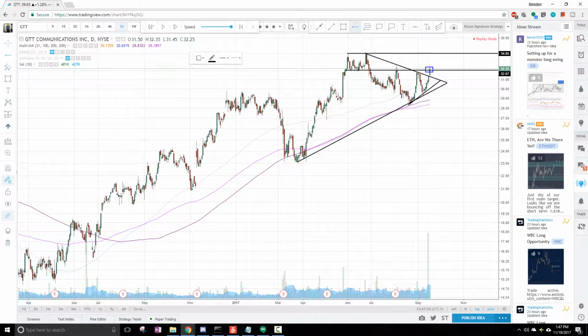Now we know that we have to always determine our stop loss before we enter any trade. So let's think about this. And notice we are charting on the log scale right now.